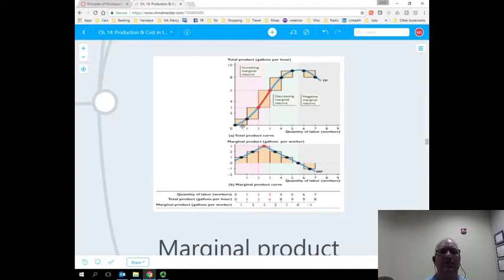So we've got increasing marginal returns from 0 up to 2 units of labor. Okay. And then we start decreasing. That's when our marginal product starts going down. So in the marginal product curve, you can see it goes up until we hit about 2, and then it starts going down. And this is the marginal product.